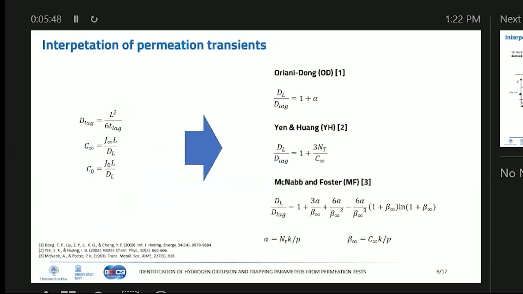Those are the most common I found. The first one is called Oriani-Don, even though it's basically Oriani. The second one assumes deep trapping. And the third one is found in the original McLaren-Foster paper. What I will do today is show you a generalization of the third one that we found, and we have a paper under minor revision. So let's hope it comes out soon. It will come out in the near future.